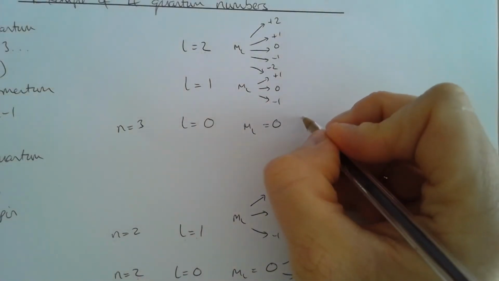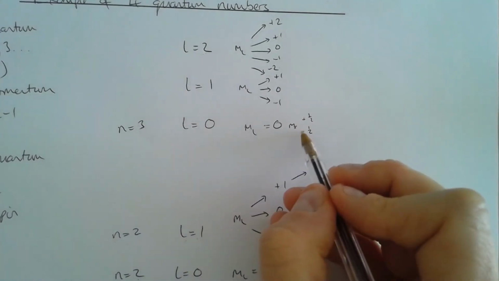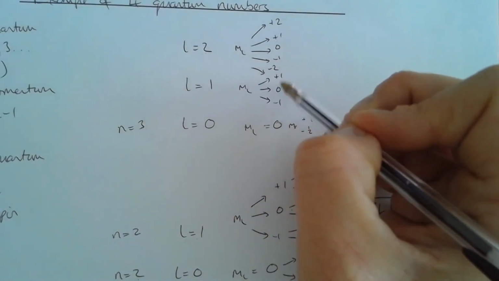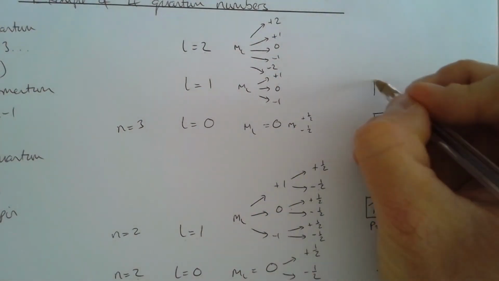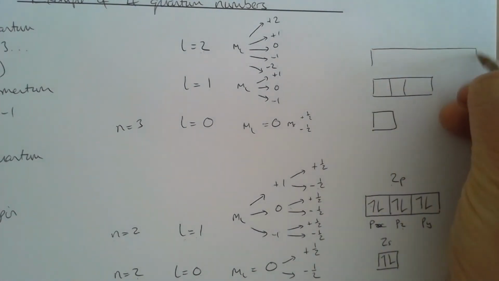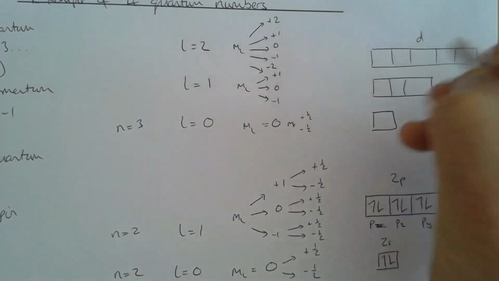Each of these has a possible magnetic spin number of +1/2 or -1/2. So we've got two possible ms values for each of these. And actually that then hopefully makes us understand how we arrive at 5 orbitals for the d subshell.